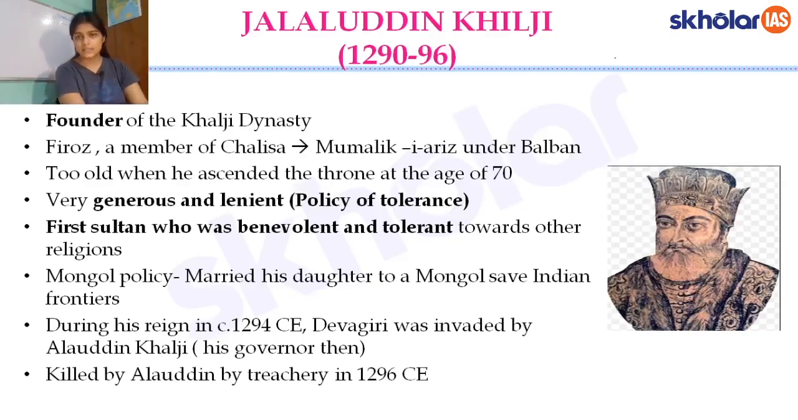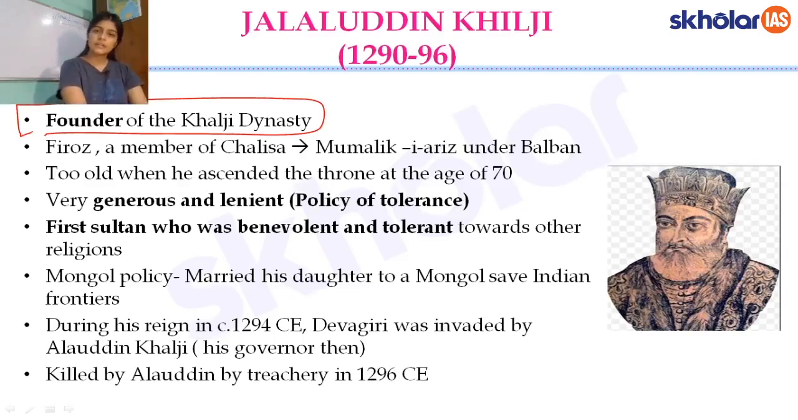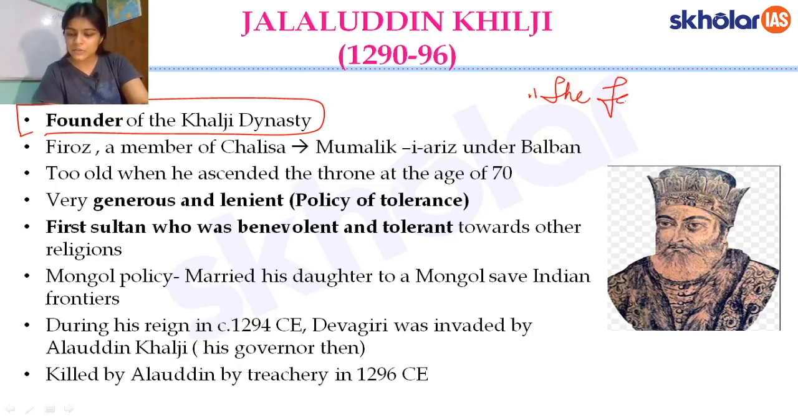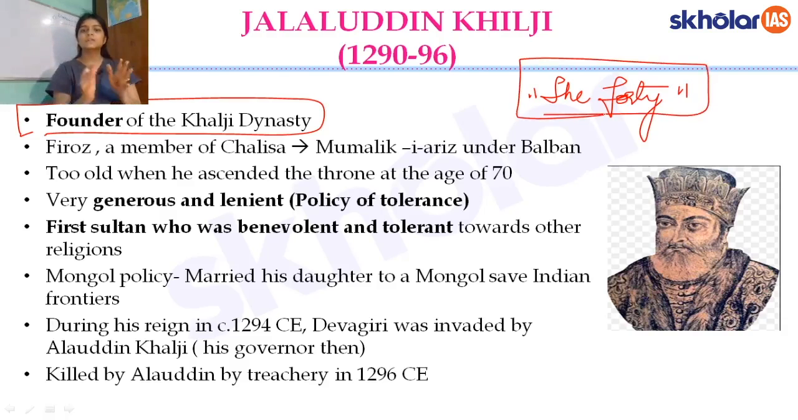Starting with Jalaluddin Khilji, as I said, he was the founder of the Khilji dynasty and his original name was Firoz. Jalaluddin is like a title that they take, so as to sound like a sultan's name, but his real name was Firoz, and he was a member of the Chalisa or the Chehelgami, or the 40. You remember we discussed under Iltutmish it was established, and then Balban didn't like it. He was a member of the 40, and he was the Mumalik-e-Ariz, the minister of war, or in charge of the military department.